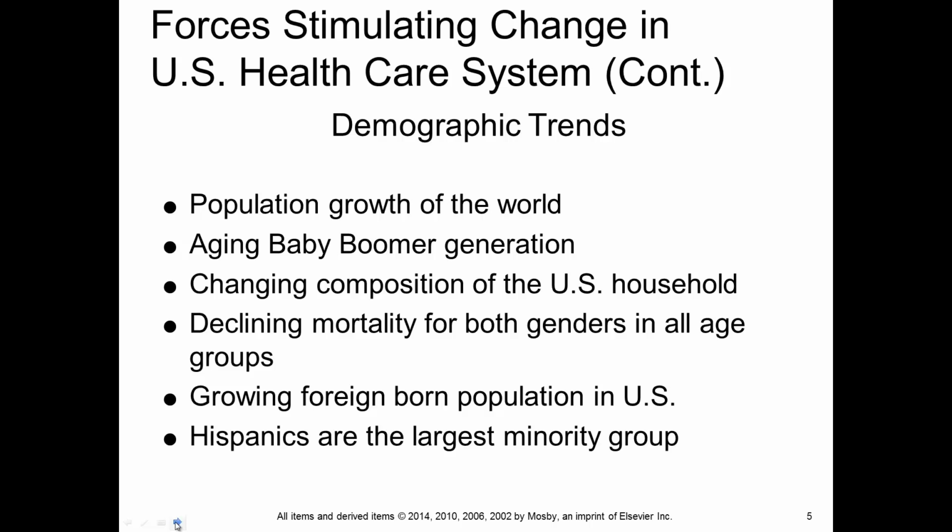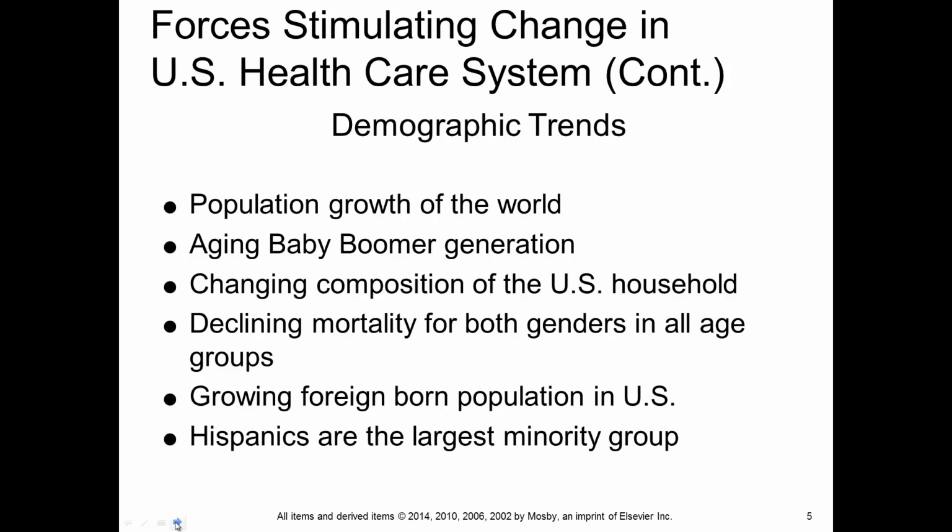We also talked about that we have an aging baby boomer generation, between 1946 and 1963, and we're just now beginning to see the maturity of the baby boomers as they turn age 65 starting in January of 2011. We have an increasing average age. People are living longer, and that contributes to a declining mortality for genders in all age groups.